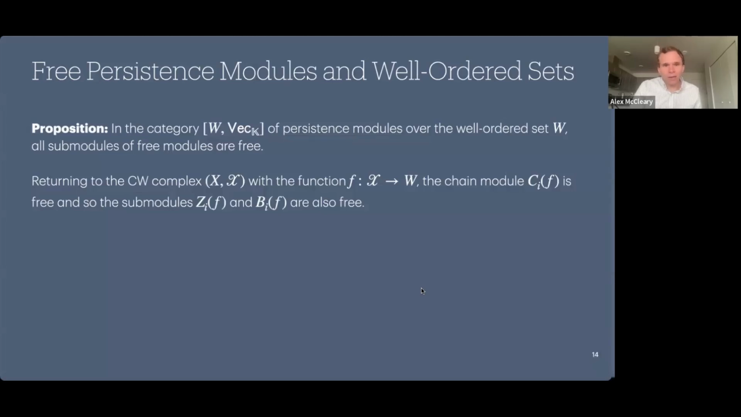So we know that since we're working with a sublevel set filtration, the ith chain module, Ci of F, is a free persistence module. And the ith cycle module and the ith boundary module are both submodules of that. So because of this proposition here, these two persistence modules are also free persistence modules. And so this is really a key concept for what we're going to be doing.